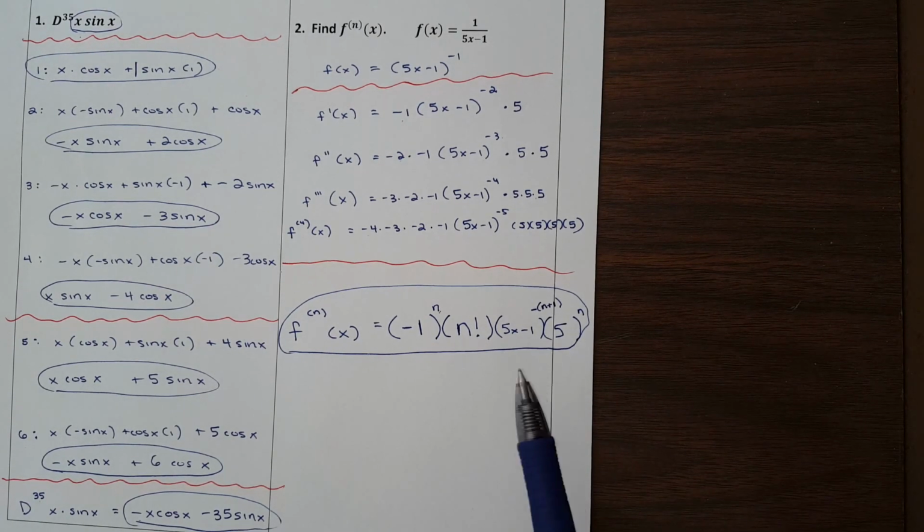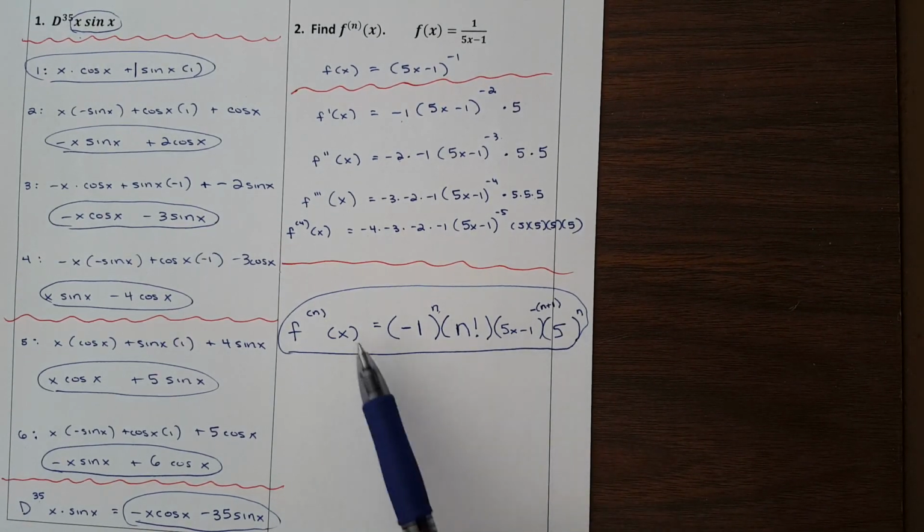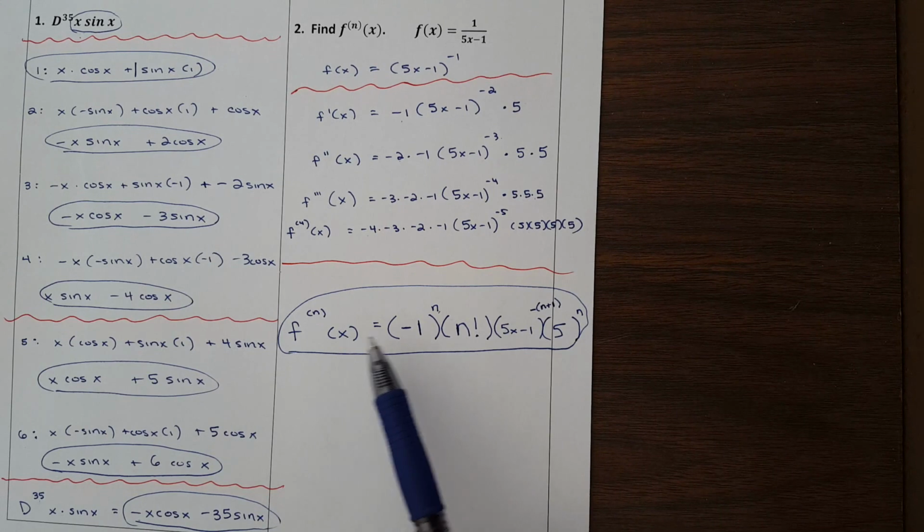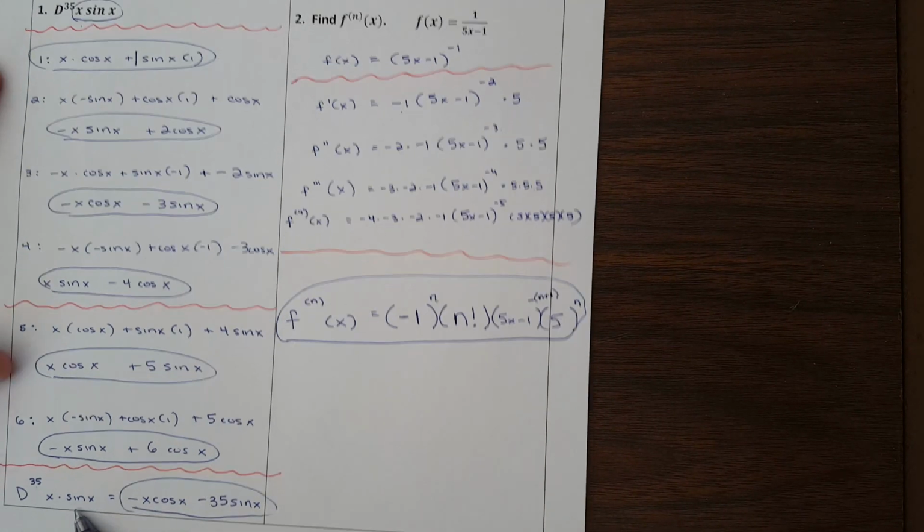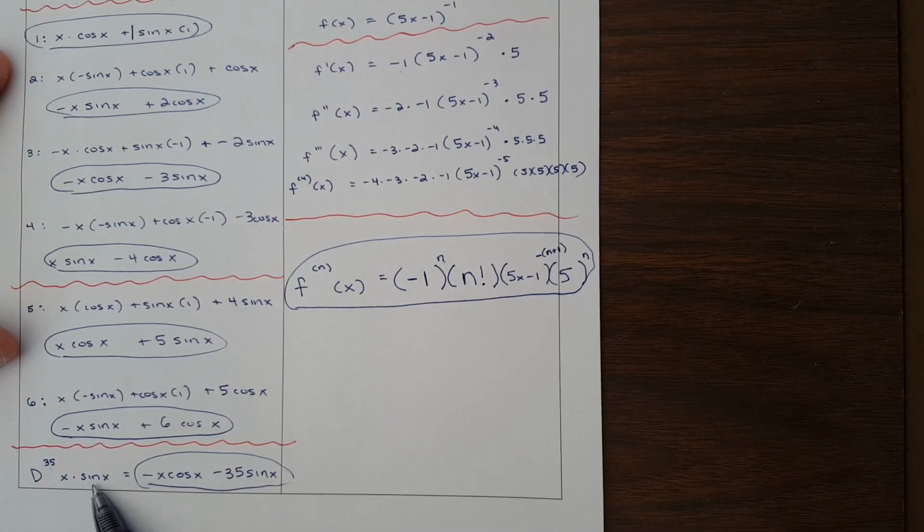I'm not going to show this, but several years ago I had a student say, well, we found the nth derivative of this. Why did we only find the 35th derivative of this? What's the nth derivative? I'll tell you, it's a pretty crazy process, but it's a good challenge for you. Try it out.